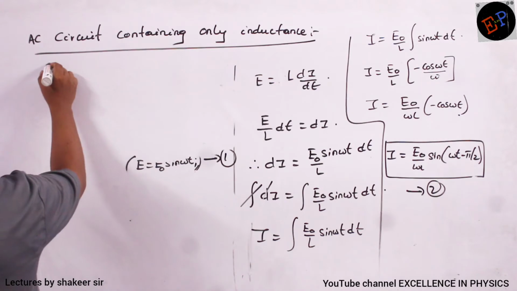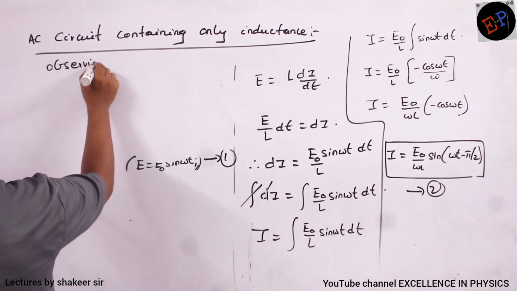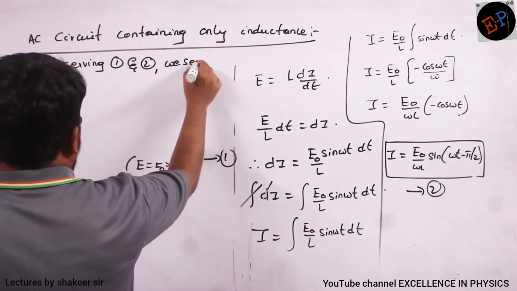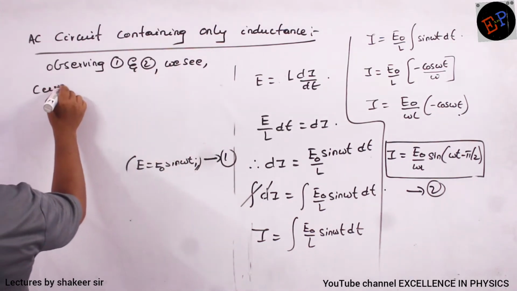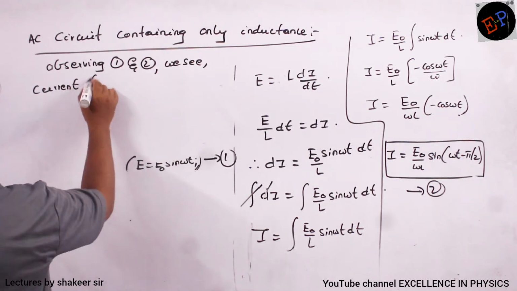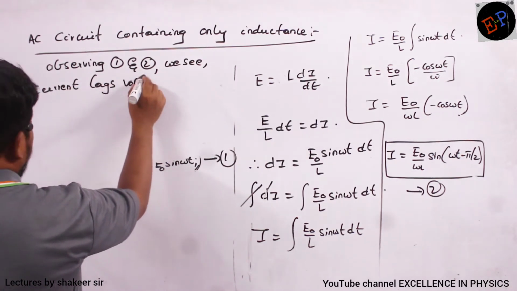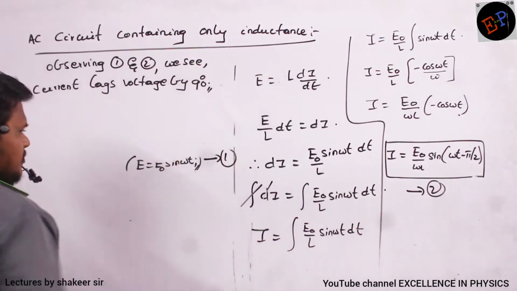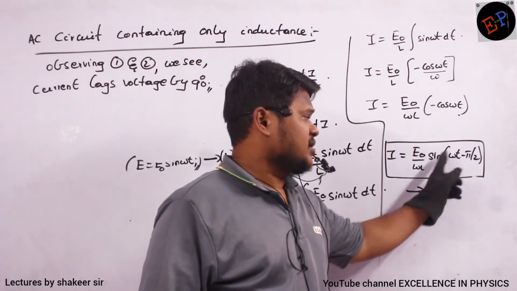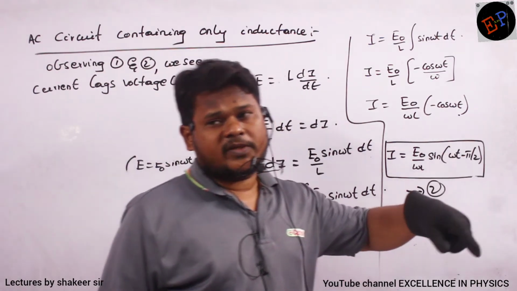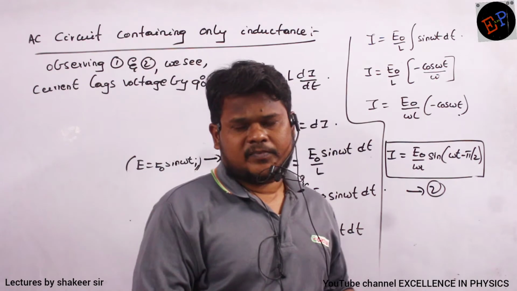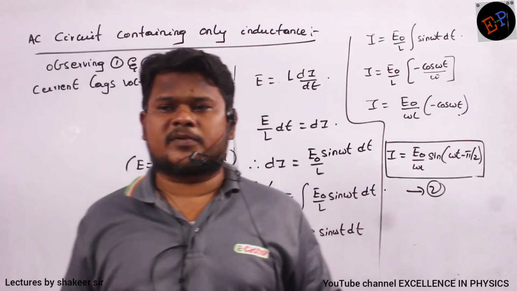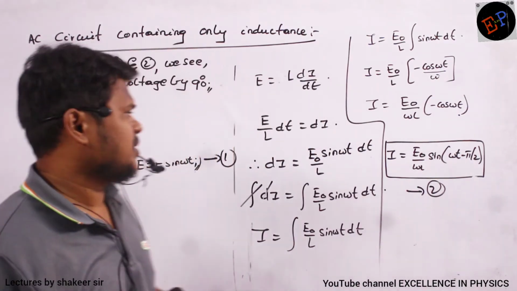So observing the first equation and the second equation, we see current lags voltage by 90 degrees. This is what we understand. See here, omega t minus pi by 2. Minus pi by 2 means what? Current is lagging. It means first potential difference will develop. After 90 degrees, current will reach the maximum value. That is the meaning of it. Are you able to understand, no?